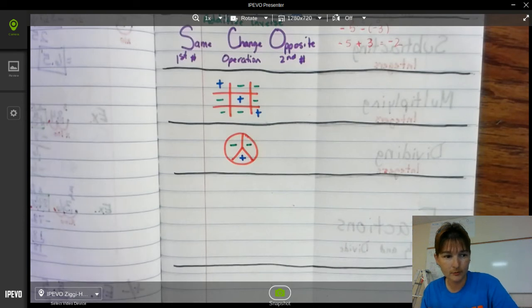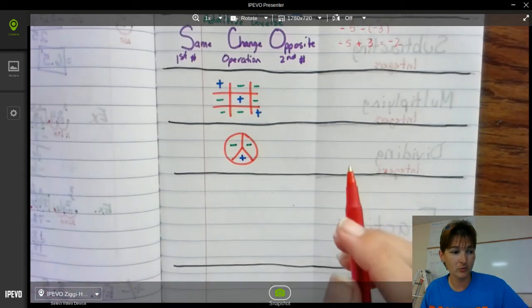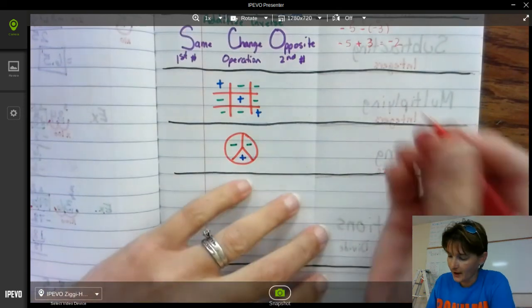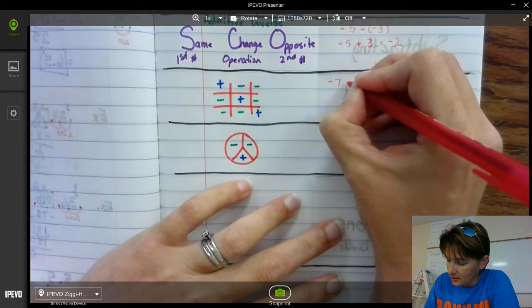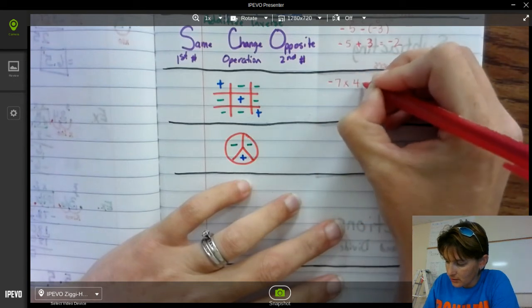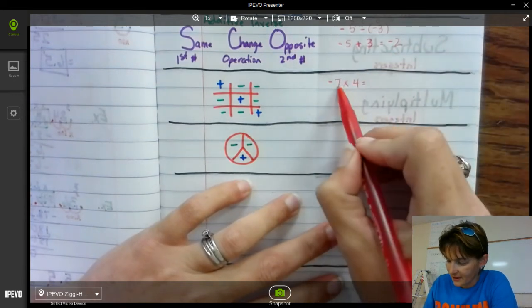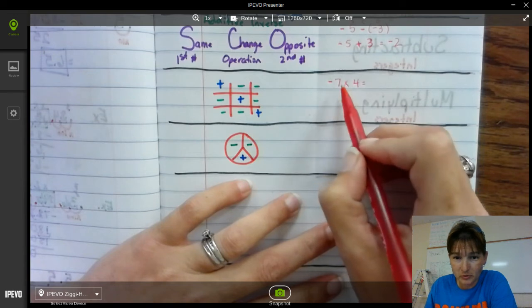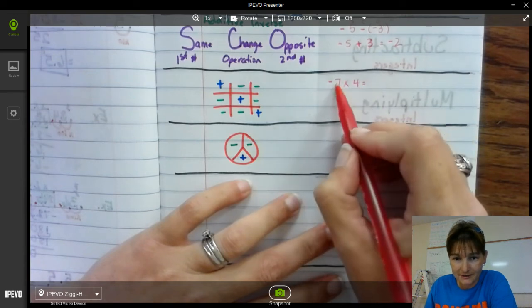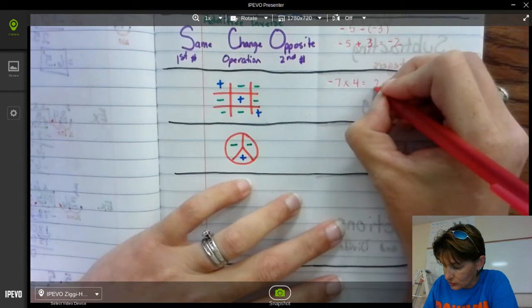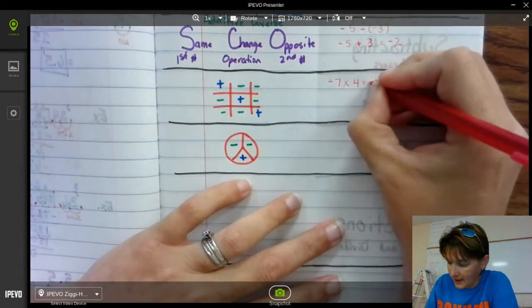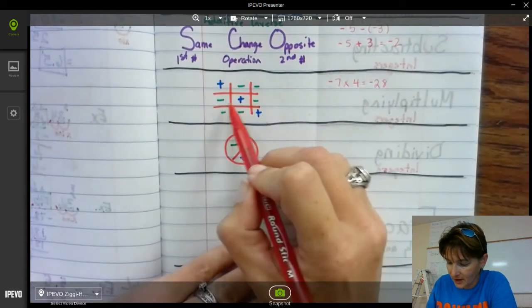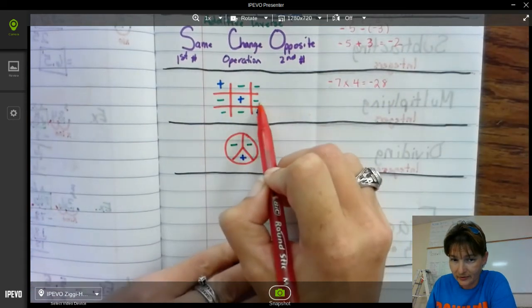Okay, so a couple examples of that with multiplying. If we have negative 7 times 4, first rule of thumb, multiply your numbers like normal. Okay, 7 times 4 is 28. A negative times a positive equals a negative.